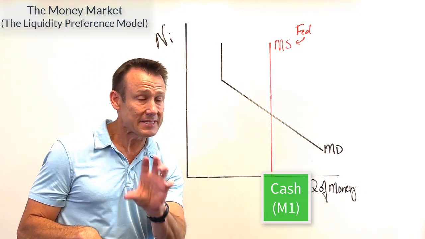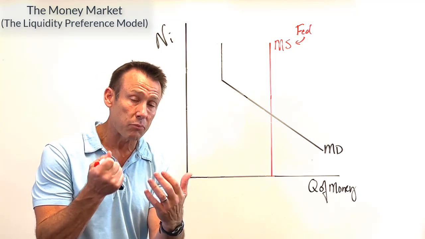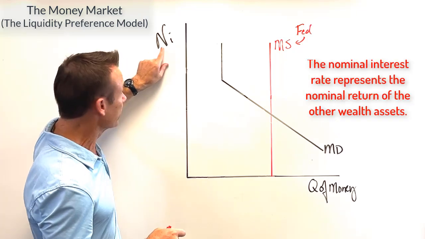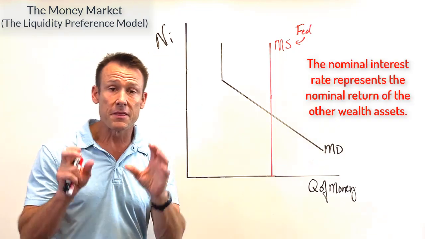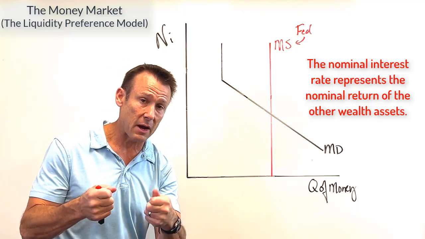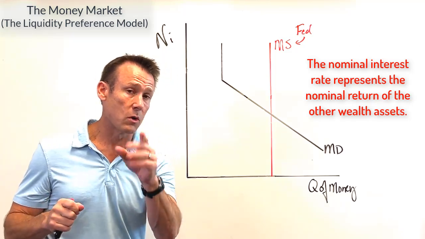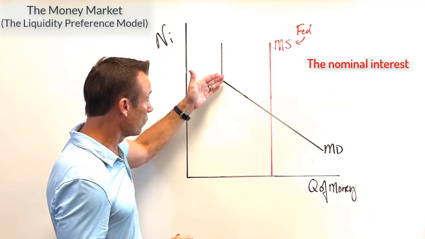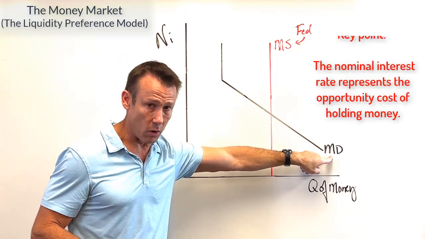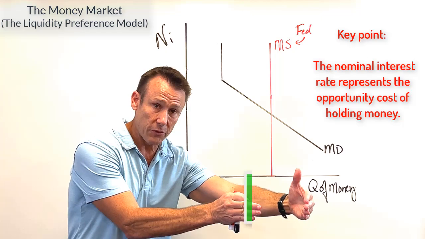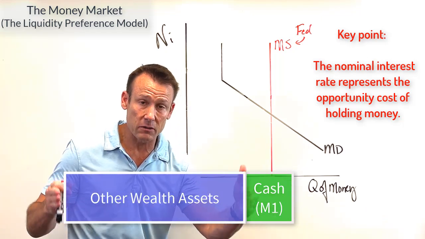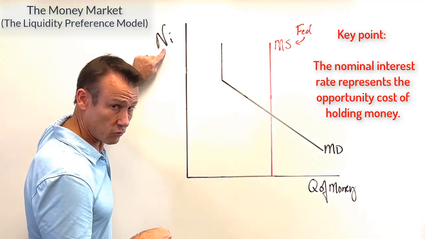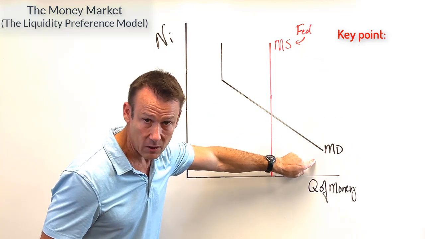The proxy, what we're going to use as our stand-in for the nominal return of these other assets, is the nominal interest rate. So we have the nominal interest rate right here. That is going to be a stand-in, a proxy for the nominal return of these other wealth assets. So what does that mean? It means that this is the opportunity cost of holding your wealth in money form, okay? What are you giving up when you hold your wealth in money form? You're giving up this higher nominal return that you could have gotten from these other wealth assets, and that's what this is representing, and that's why this is downward sloping, okay?